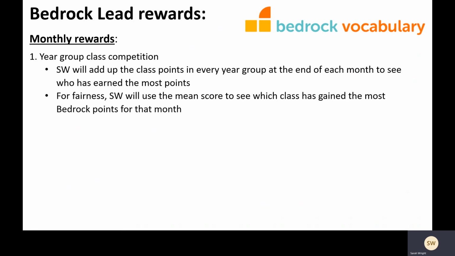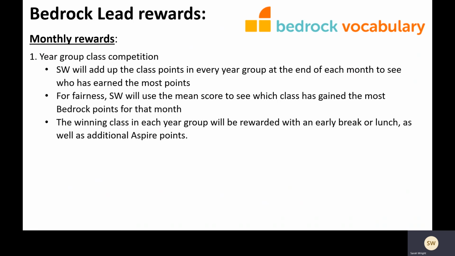So instead, what I'm going to do is I'm going to look at each individual class. I'm going to add up everyone's points and then divide it by the number of students in that class to make it fair. Now, the winning class in each year group, so whichever class has the highest mean score of Bedrock points a month, you're going to be rewarded with an early break or lunch, as well as additional Aspire points. So for example, in year 7, if 7S2 have the most class points in terms of mean score, you guys are going to get an early break or lunch that month.